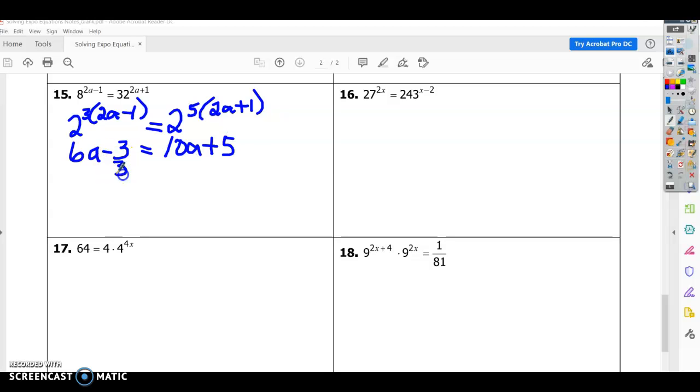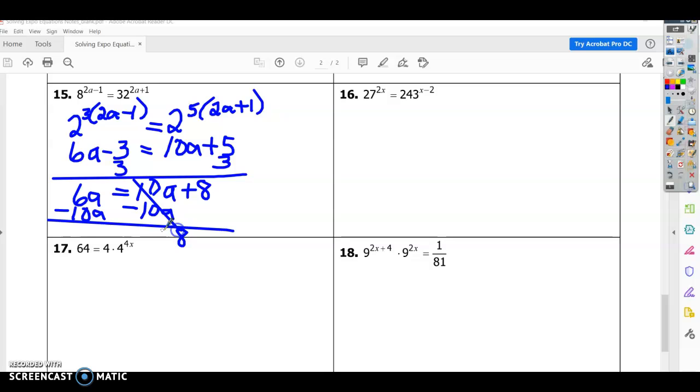And then I'm going to continue to solve by adding 3. 6a equals 10a plus 8. Since I've got my 8 on this side, I'm going to subtract 10a. Move my variable to the other side. And 6 minus 10 is negative 4a. So I've got negative 4a equals 8. Divide both sides by negative 4. A equals negative 2.